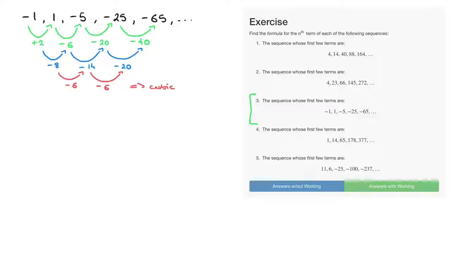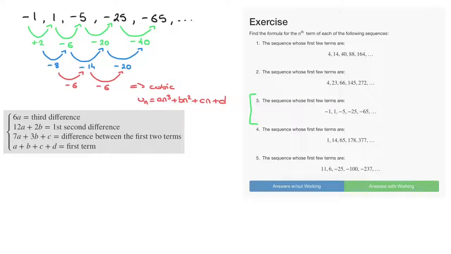And because we're dealing with a cubic sequence, it must have a formula that looks like un equals an cubed plus bn squared plus cn plus d. And so our job now is to find each of the 4 coefficients a, b, c, and d. And to do that, we need the 4 equations for a cubic sequence. And I'll just add those right now. Here are our 4 equations.